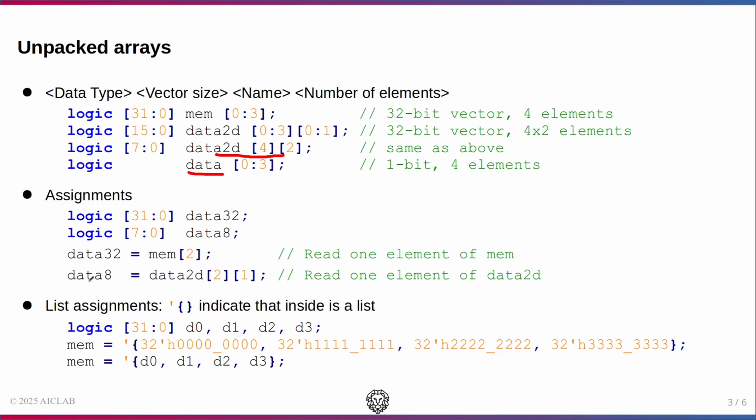SystemVerilog supports list assignment. List assignment is used to initialize the arrays. Consider this example. In this line, the memory gets the following vector. This 32-bit value goes to element 0, element 1, and so on. Or in this example, data_0 goes to element 0, data_1 to element 1, and so on.